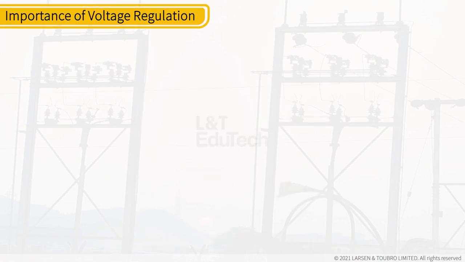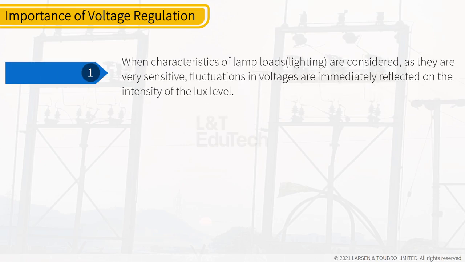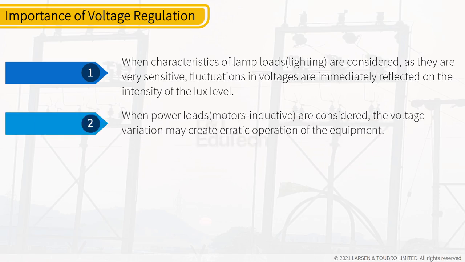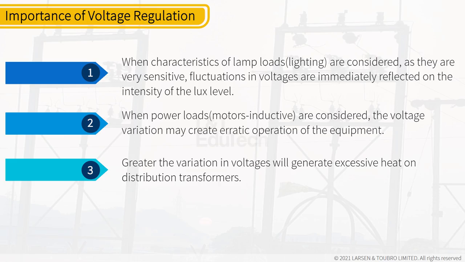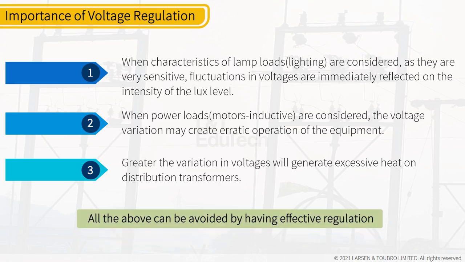Let's understand why voltage regulation is important. When characteristics of lamp loads, that is lighting, are considered, as they are very sensitive, fluctuation in voltages are immediately reflected on the intensity of the lux level. When power loads, that is motors inductive, are considered, the voltage variation may create erratic operation of the equipment. Greater the variation in voltages will generate excessive heat on distribution transformers. All the above can be avoided by having effective regulation.